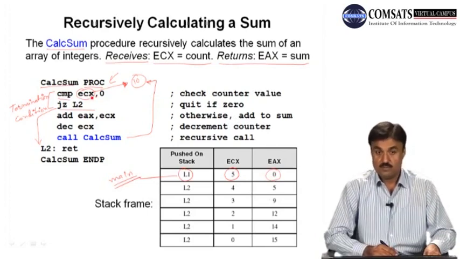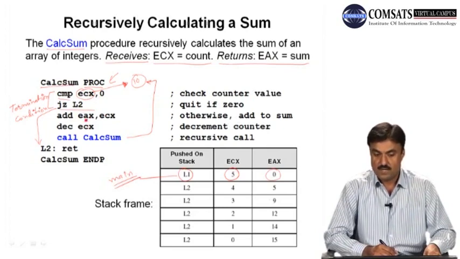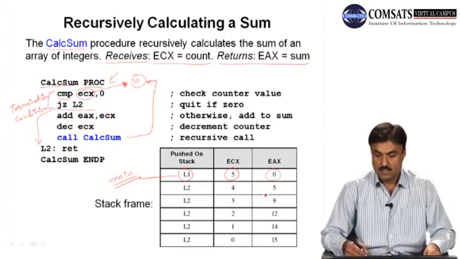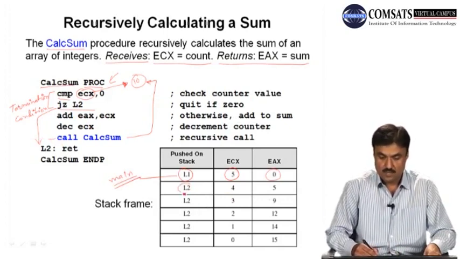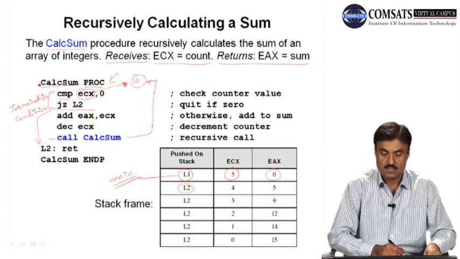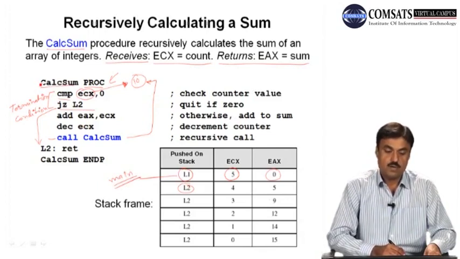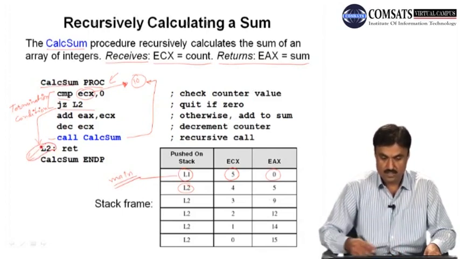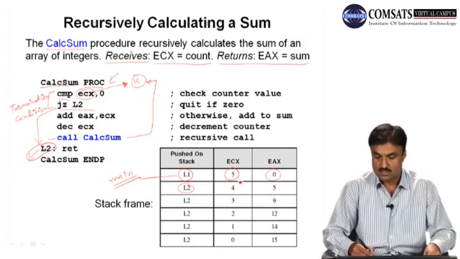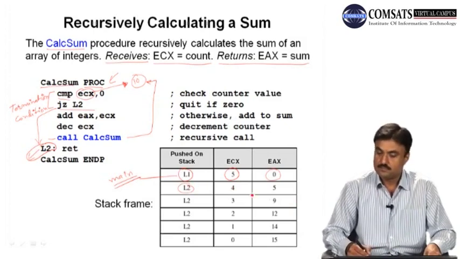What will happen? It will compare ECX with 0. If it is not equal to 0, it will add EAX and ECX, then decrement ECX, and then call it again. So when we are calling again, at level 2, or L2, for example, this is the return address of L2, whatever the return address is. The next instruction is stored on the stack.